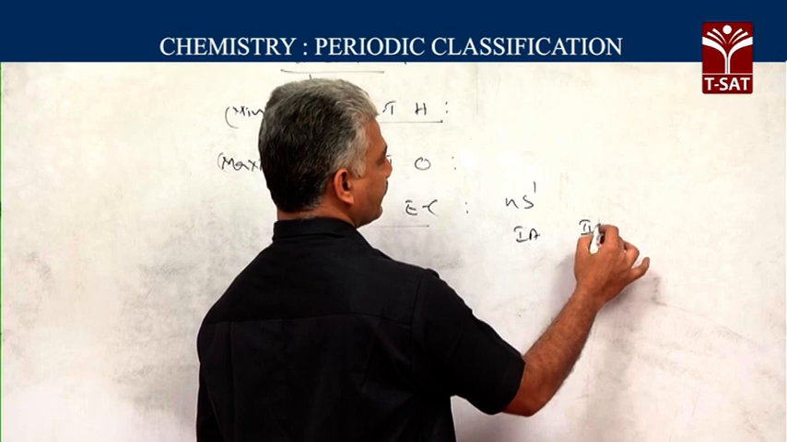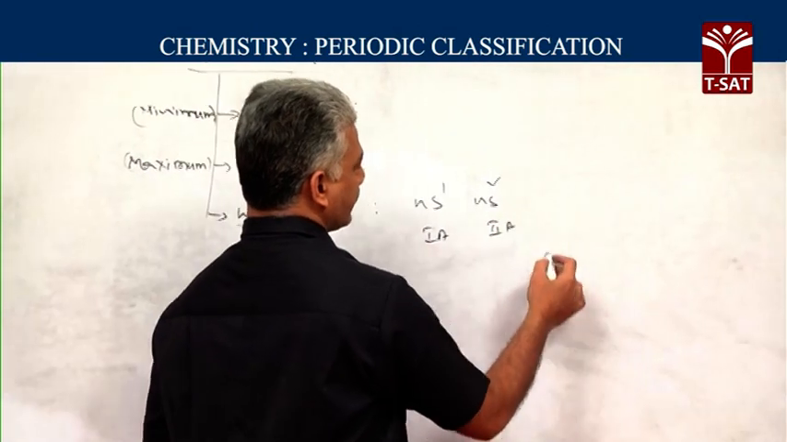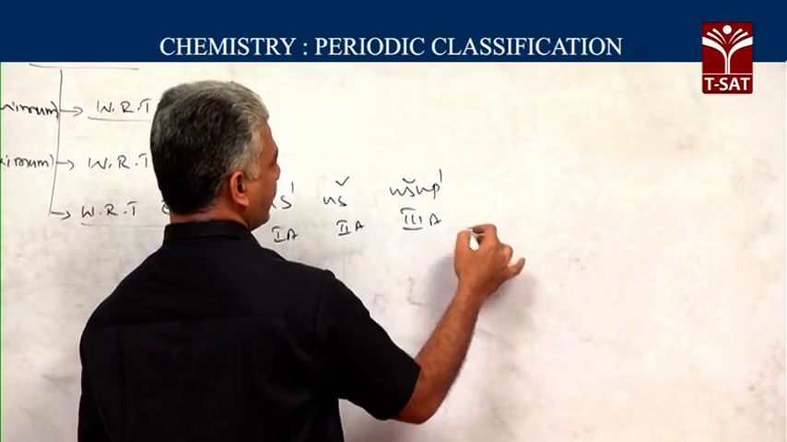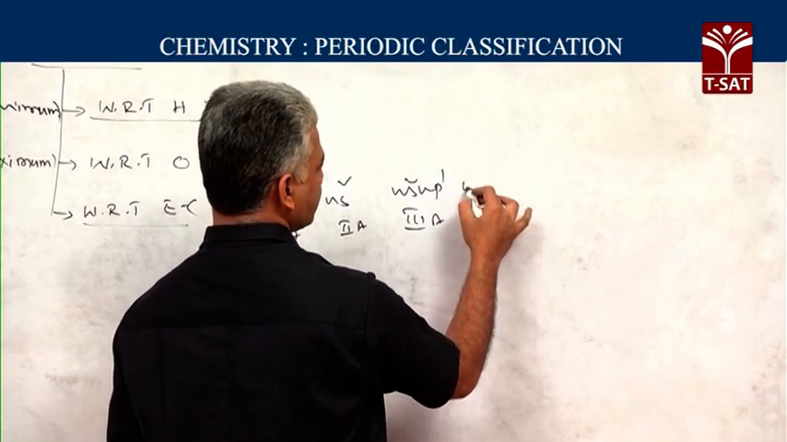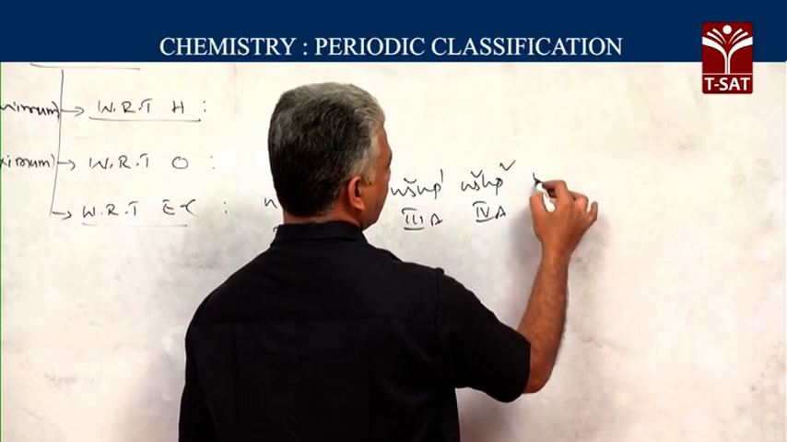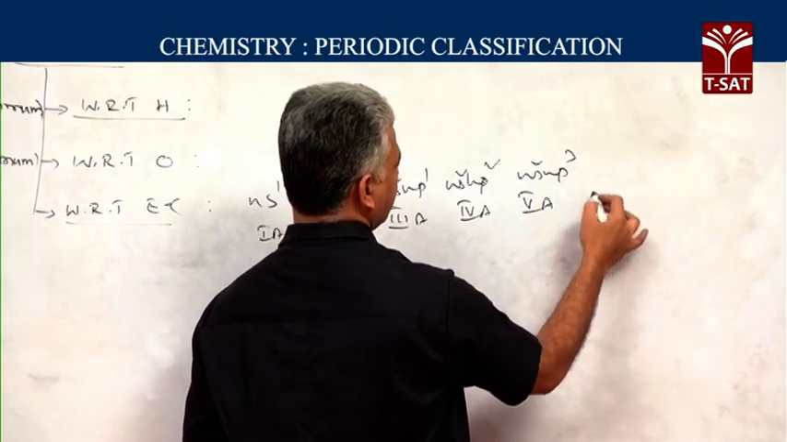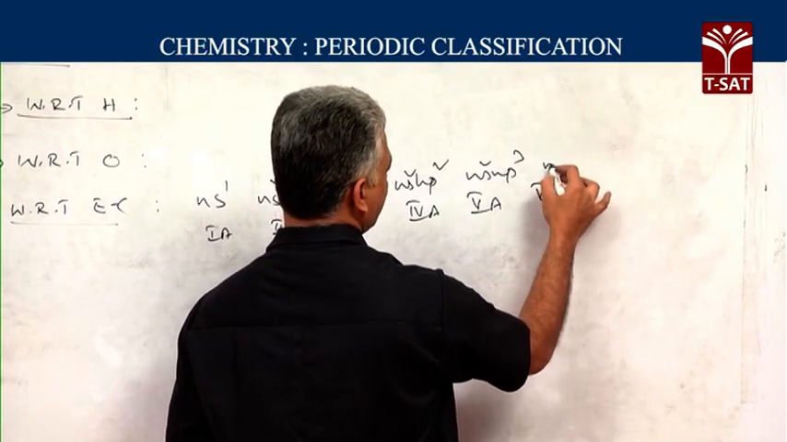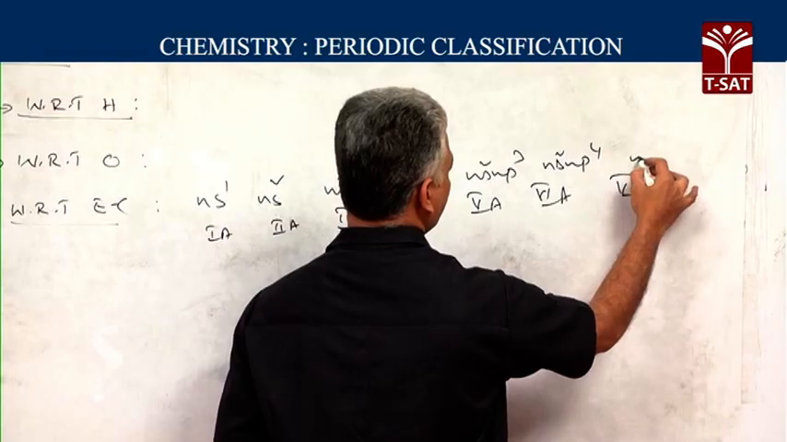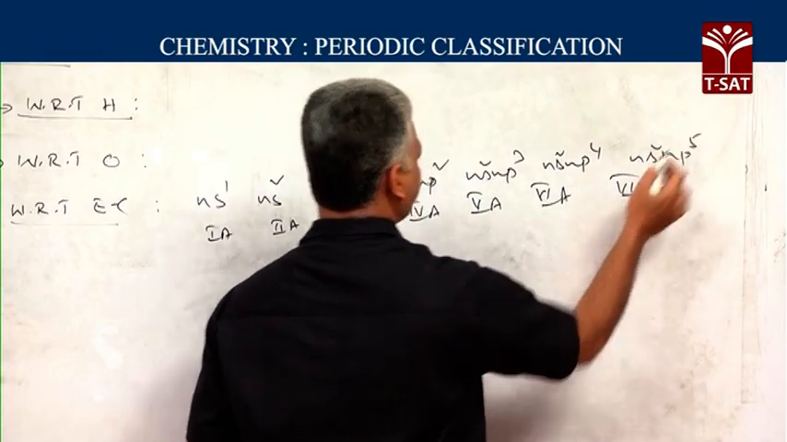Second year group, it is NS2. For third year group elements, it is NS2, NP1. For fourth year group elements, NS2, NP2. 5A, NS2, NP3, 6A, NS2, NP4, 7A, NS2, NP5.